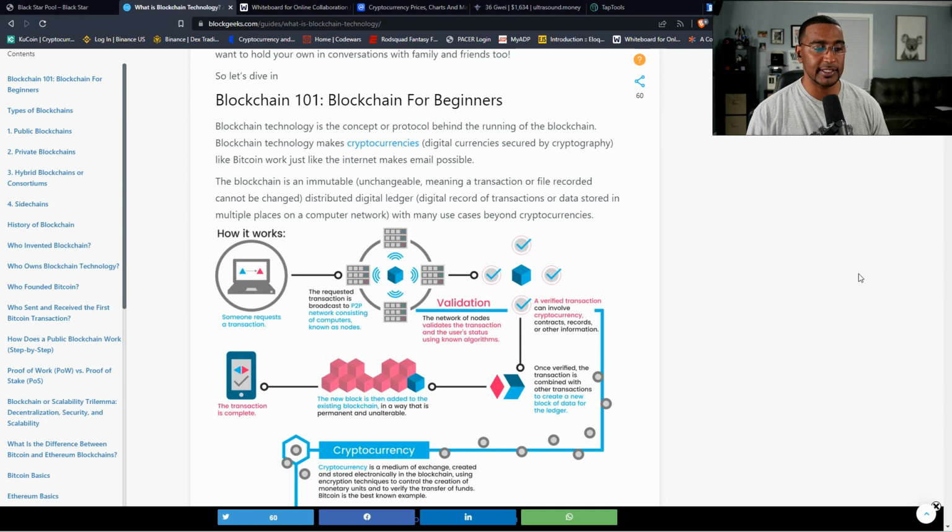Blockchain technology is the concept or protocol behind running a blockchain. Blockchain technology makes cryptocurrency, digital currency secured by cryptography, like Bitcoin, work just like the internet makes email possible. So I personally don't like to say cryptocurrency, they're crypto assets, because our government, or most governments, don't understand crypto as currencies right now. It's not a recognized currency by any major country. And until then, I consider them crypto assets.